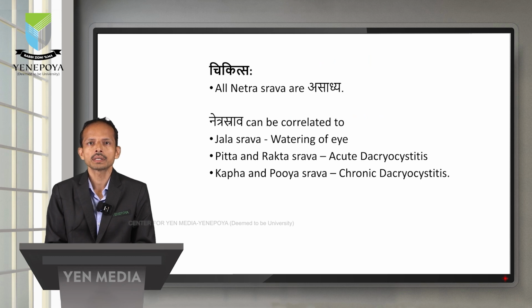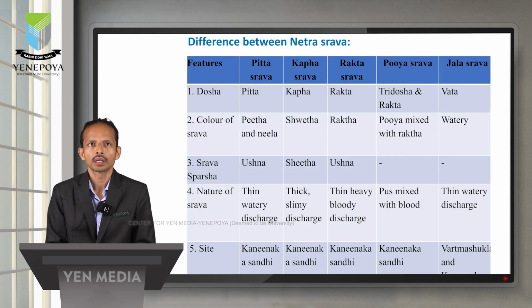So all these Netra Sravas are asadhya in nature. Jalasrava is correlated with watering of eye or epiphora or hyperlacrimation, whereas Pitta and Raktasrava are correlated with acute dacryocystitis. Kaphasrava and Puyalasa can be correlated with chronic dacryocystitis. So in this chart you can see the difference between the Netra Sravas: features like involved doshas, color of the Netra Sravas, Srava Sparshas, nature of the Srava, and involved Sandhi.